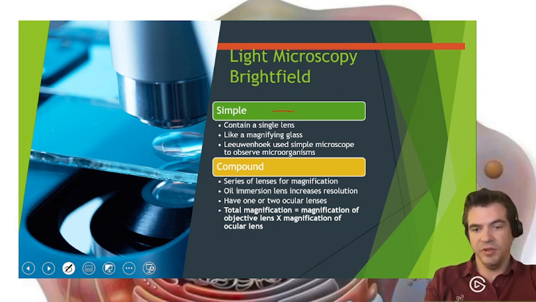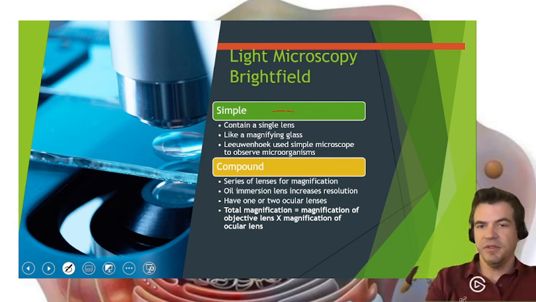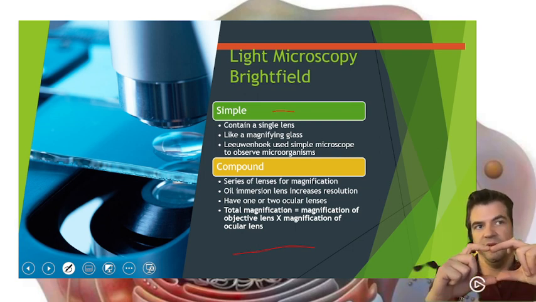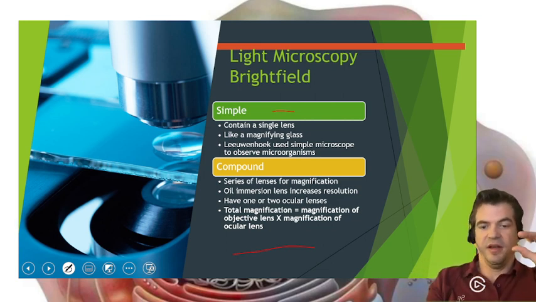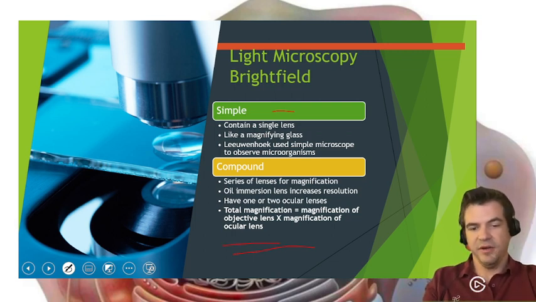Okay, and Leeuwenhoek used his little tube that you look through. That was a simple microscope. Okay, what we have in the lab is a compound microscope. All right, and it's a series of lenses for magnification. So there's some lenses in there that go to 40x, some lenses in there that go to 100x, and then there's the ocular lens. Okay, and then you'll multiply those to get our total magnification.